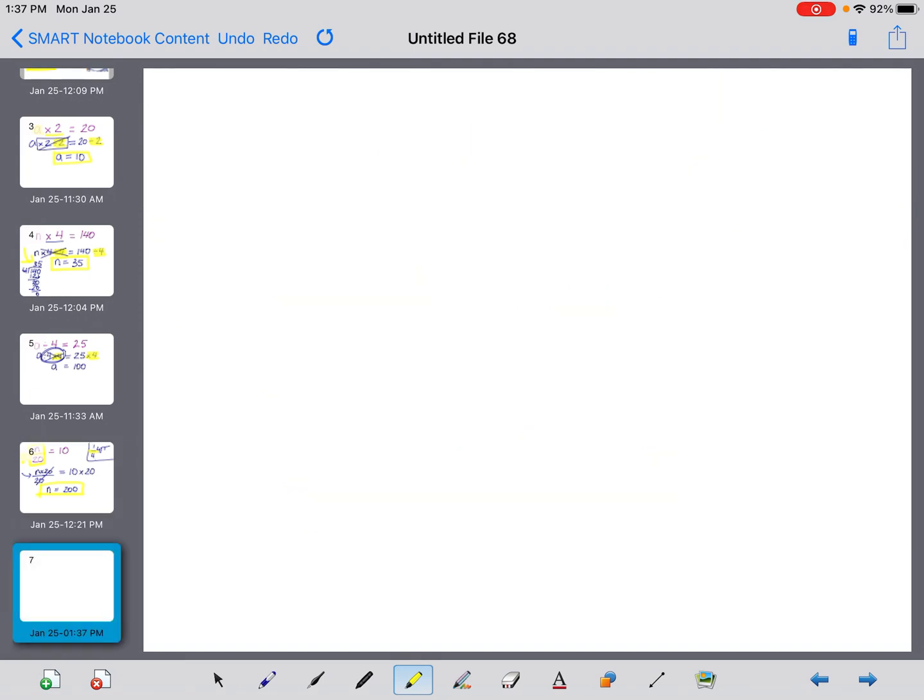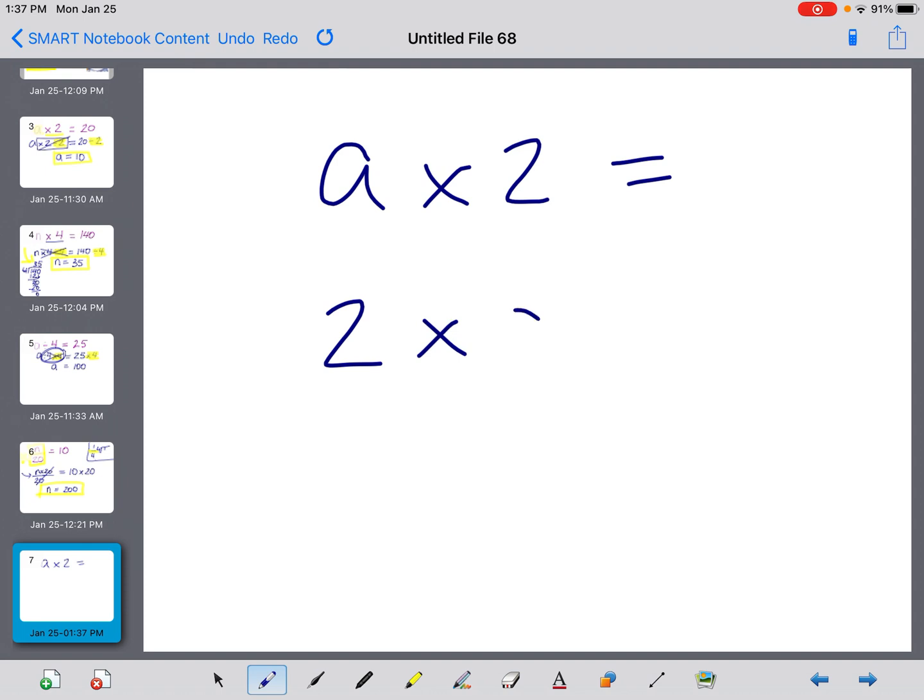One more thing that I wanted to show you. Let me make a new slide here. So sometimes your questions are going to look, let's use a pen, like a times 2 equals something. Other times they will be written as 2 times a equals something, whatever it was. What was my example at the beginning? 20, I think? Yeah. Let's make it official.